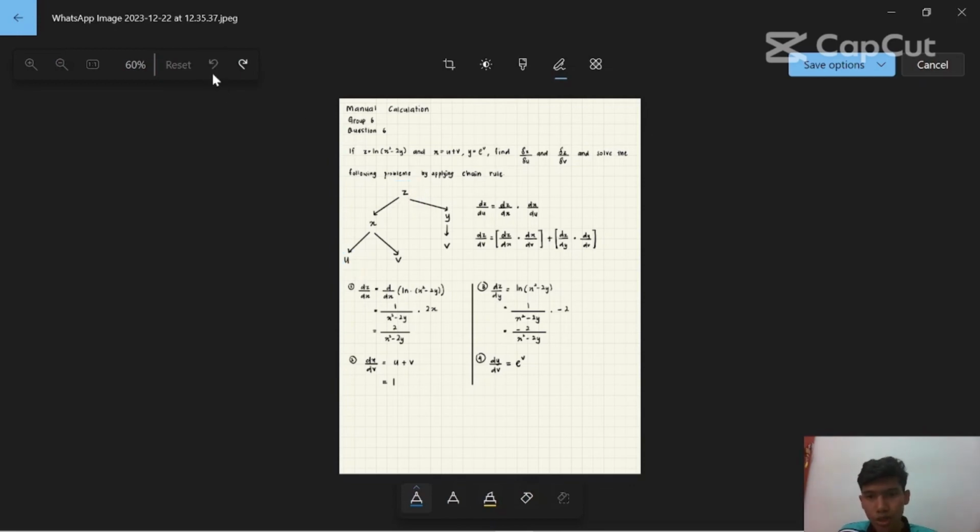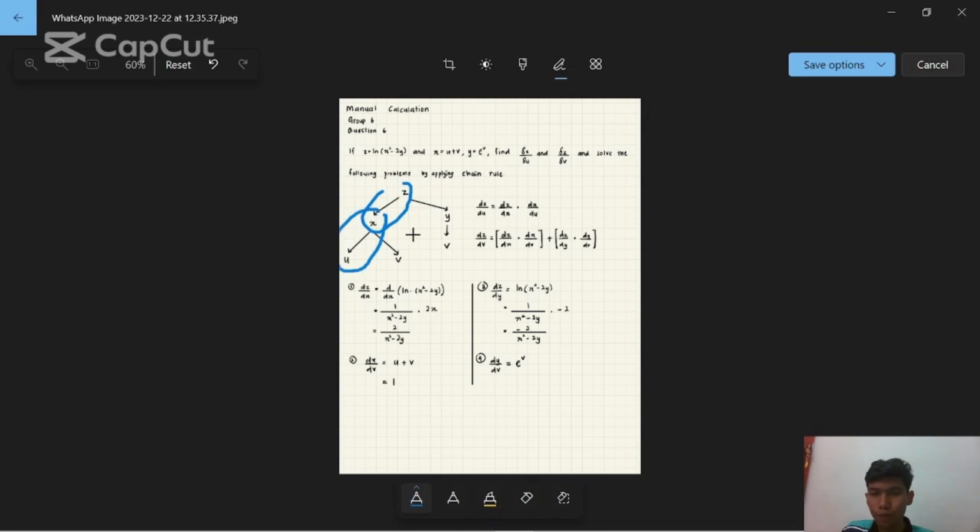So the partial derivative of z with respect to u is we have to differentiate z with respect to x times differentiate x with respect to u. That's for our first partial derivative, which is the partial derivative of z with respect to u.